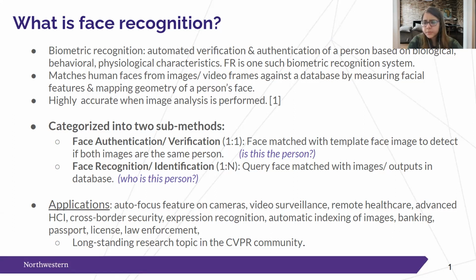The one-to-many approach is typically employed in government agencies or when used for law enforcement. But the one-to-one method is commonly used in passport systems or driver license systems where you have to check if two images are of the same person. So applications of facial recognition are many, like the autofocus feature on our cameras, video surveillance, remote healthcare, cross-border security, expression recognition, the automatic indexing of images, and law enforcement.